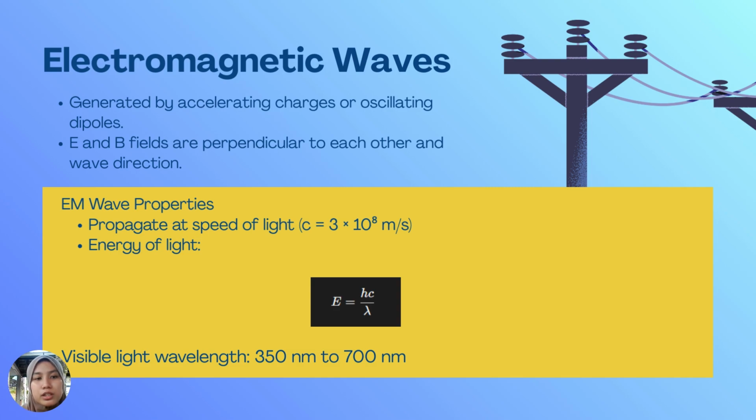Now we move on to electromagnetic waves. EM waves arise from changing electric and magnetic fields. They travel perpendicularly to both fields. This wave carries energy and can propagate through vacuum. For the EM wave properties, speed of light is 3 times 10 power of 8, and energy of photon. Visible light has wavelength from 350 to 700 nanometers. All electromagnetic waves travel at light speed in vacuum.